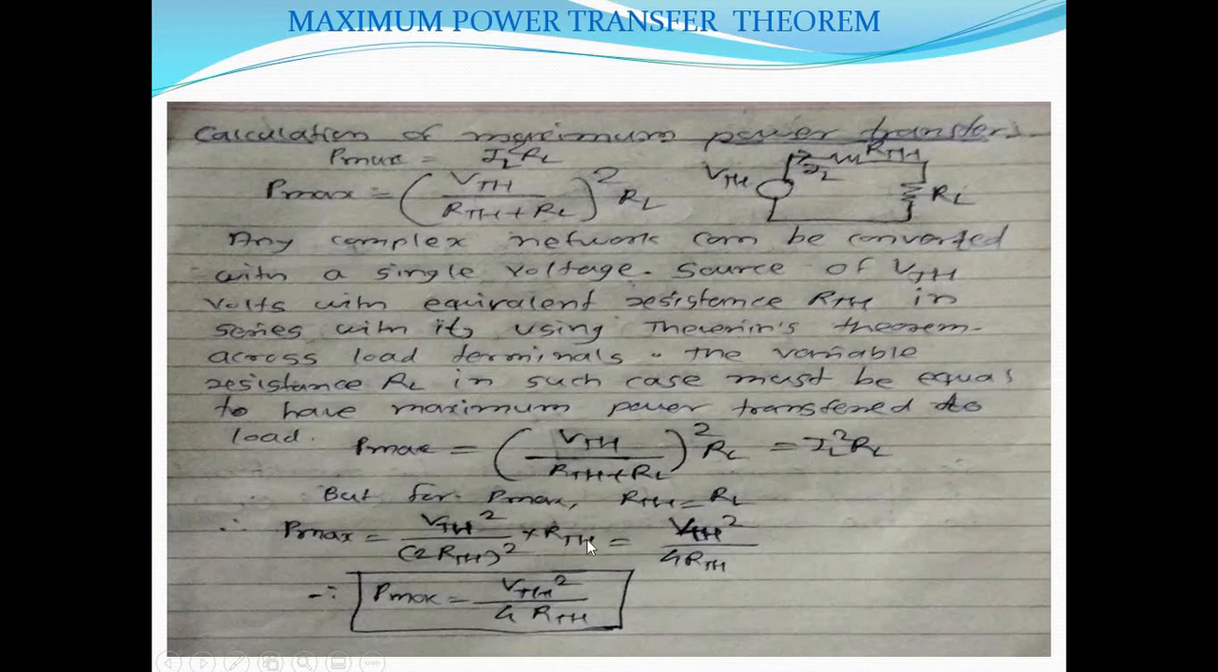So what is the formula? Vth square upon 4 Rth. That is the formula for maximum power transfer to the load: Pmax is equal to Vth square upon 4 Rth.